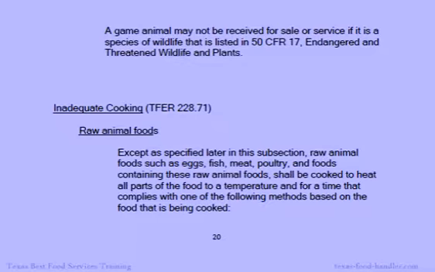A game animal may not be received for sale or service if it is a species of wildlife that is listed in 50 CFR 17, endangered and threatened wildlife and plants.